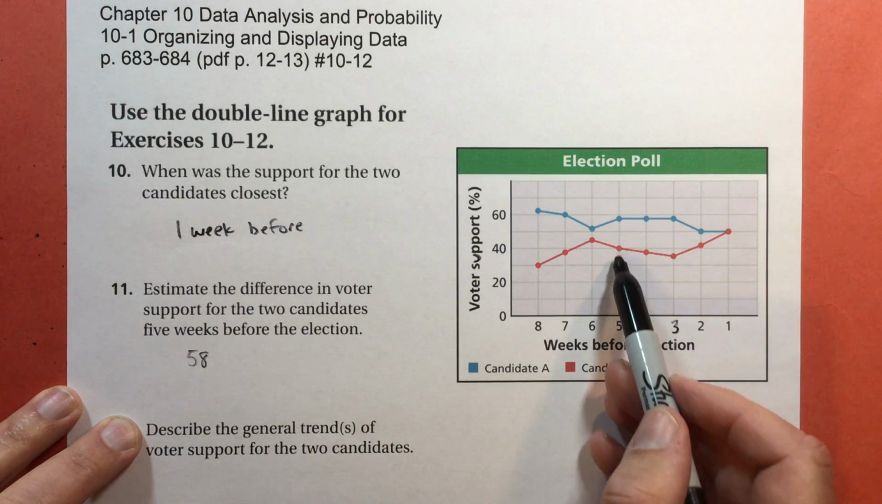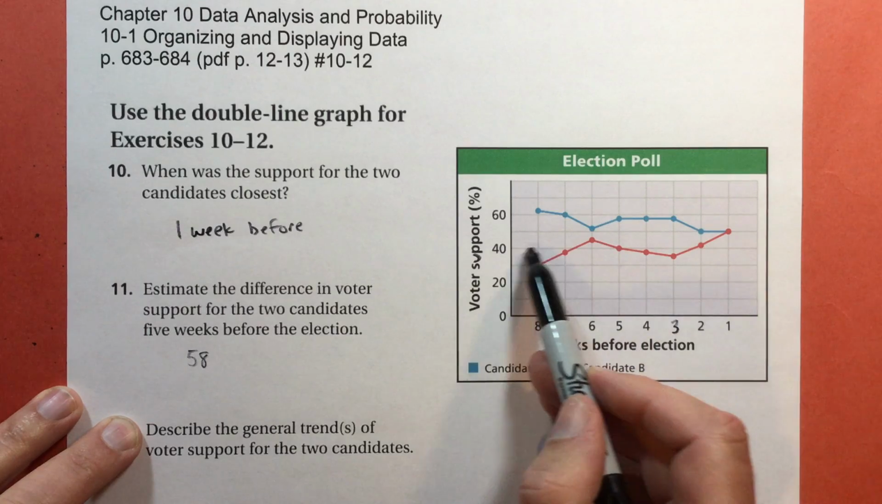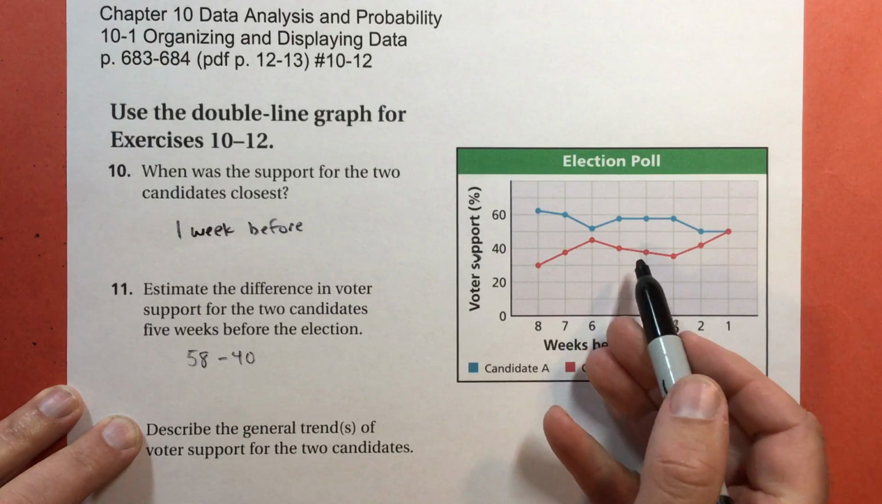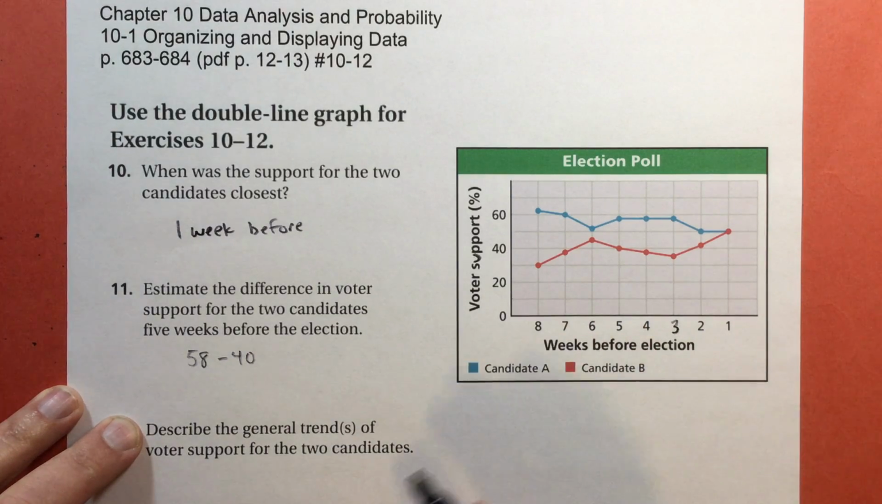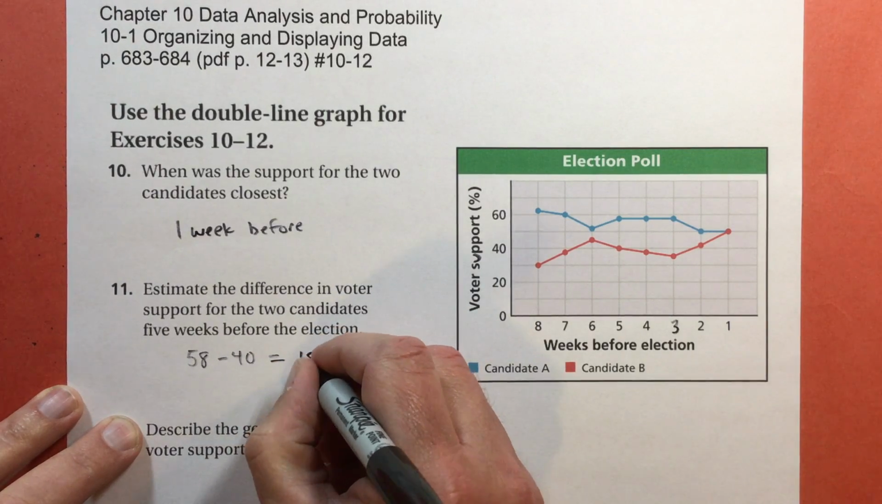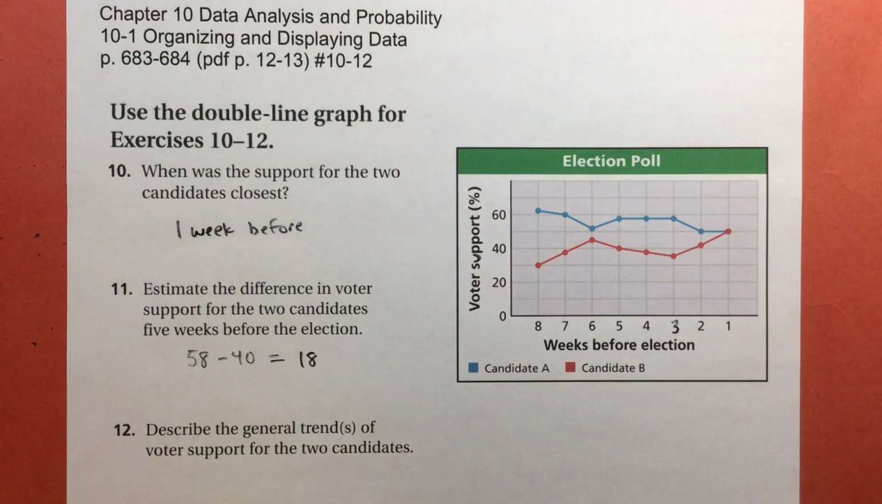For the same week, week 5, it looks like candidate B's is right on the line, so we would say 40, but maybe it's not exactly on the line. Again, we'd have to look at the raw data, but I'm just estimating. 58 subtract 40, the difference is going to be 18. So candidate A had an 18% lead over candidate B. And we have another election coming up in November, and if you listen to the news, those are the percentages that they're going to be figuring out.